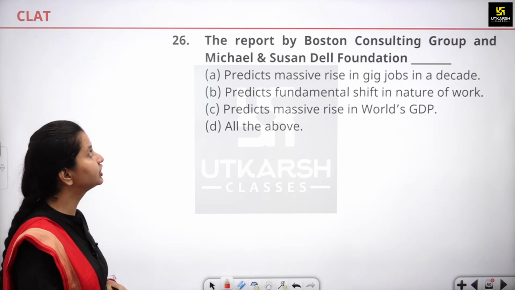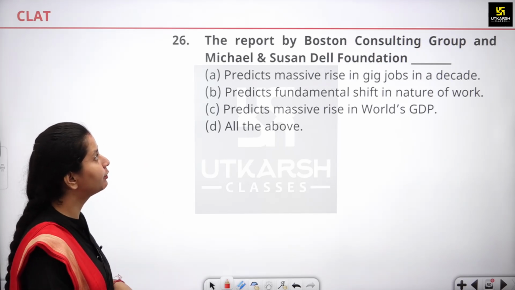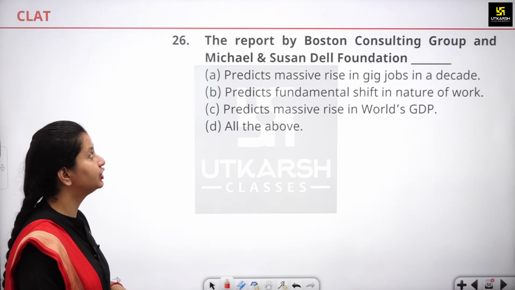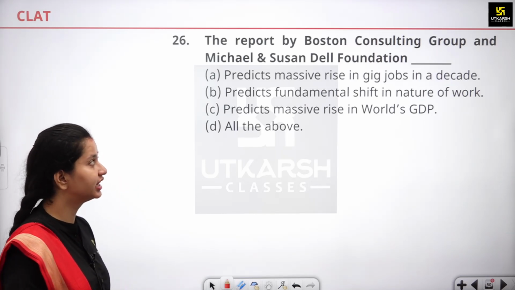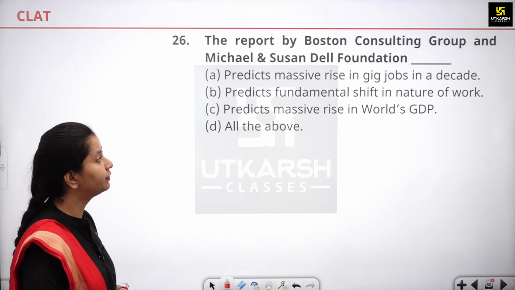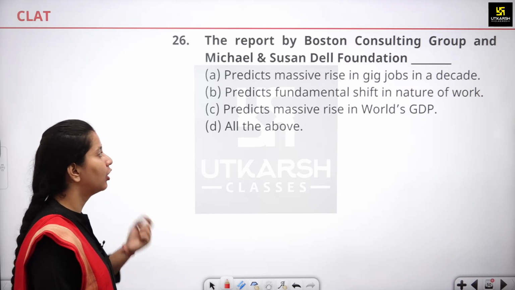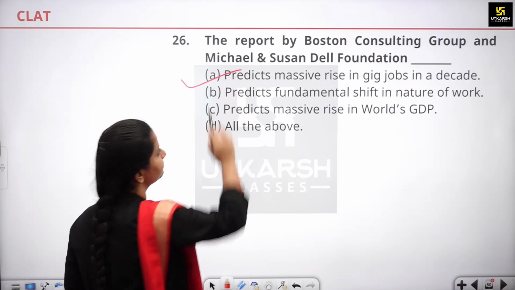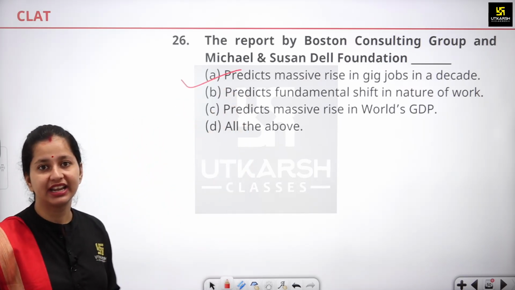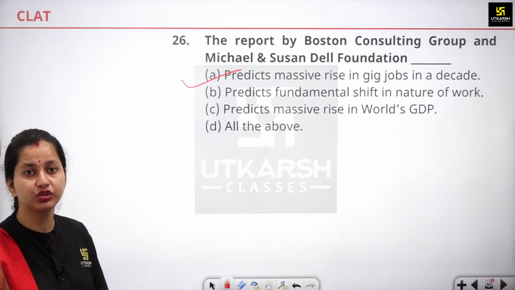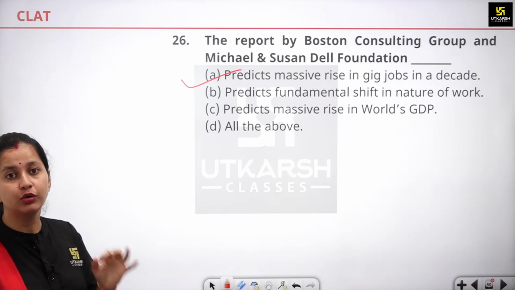Now coming to the first question that was there, the report by Boston Consulting Group and Michael and Susan Dell Foundation predicts a massive rise in gig jobs in the decade, predicts a fundamental shift in the nature of the work, predicts a massive rise in the GDP, or all of the above. The correct answer is it predicts a massive rise in the gig jobs in a decade. के इस decade में gig jobs इतनी ज़्यादा बढ़ गई हैं कि उसका revenue जो generate हुआ है that alone is $250 billion.